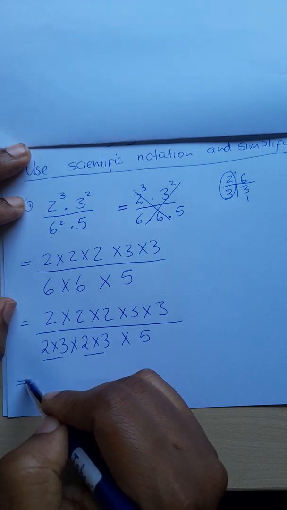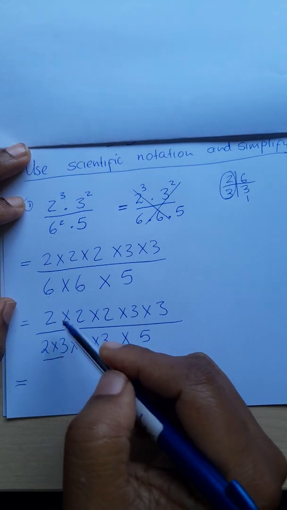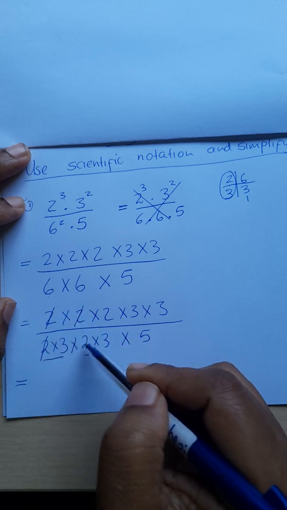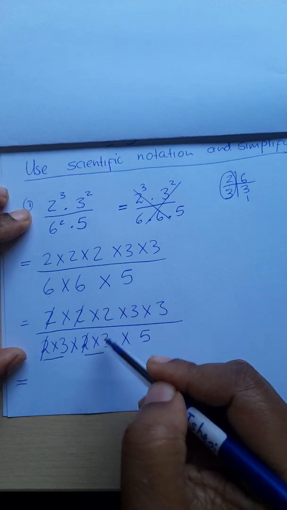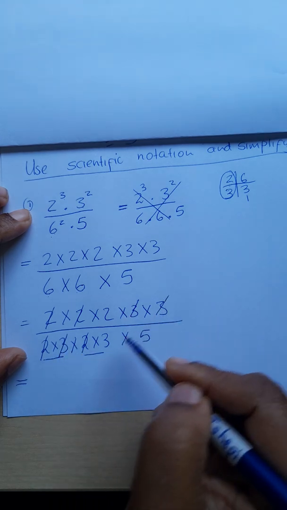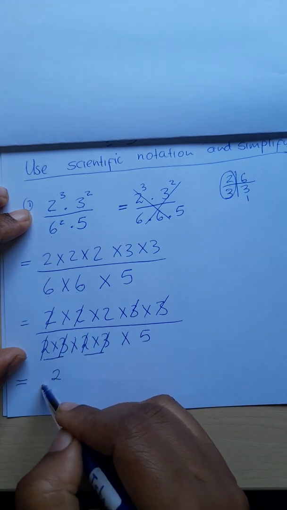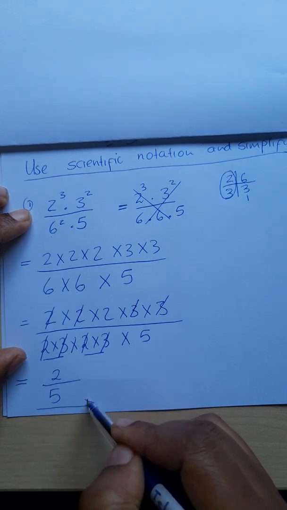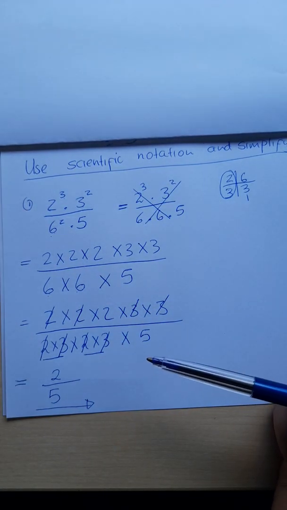Now you know we did this previously when we were doing ladder and LCM HCF. 2 divides 2, and 2 divides another 2, and I don't have another 2 at the bottom. 3 divides 3, and 3 divides 3, and that's it. So what is left at the top is 2. What is left at the bottom is 5. So I have simplified my sum, or my problem. You see how we do that?